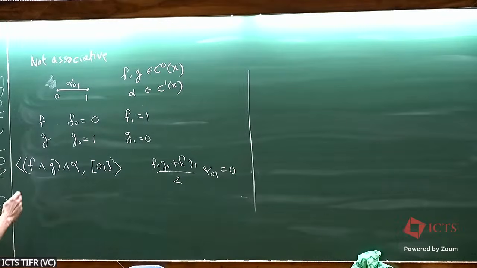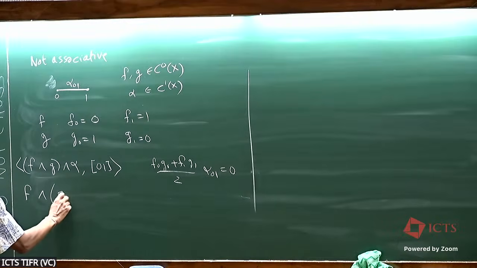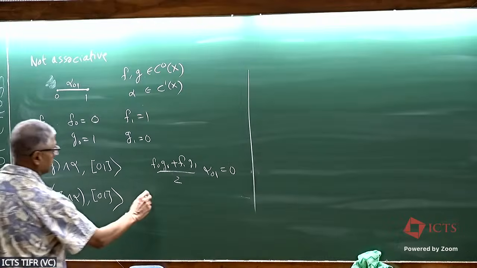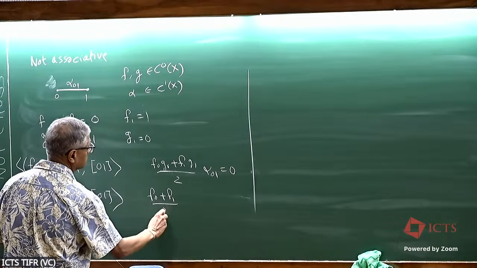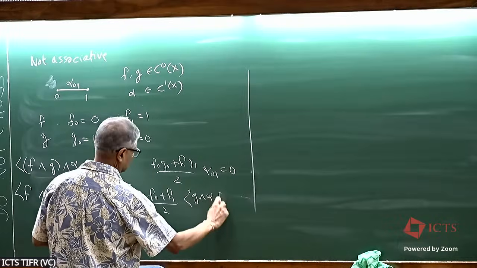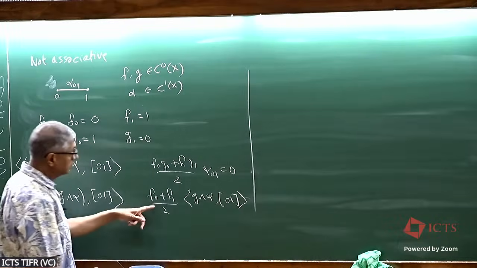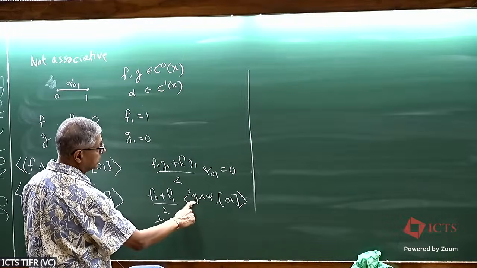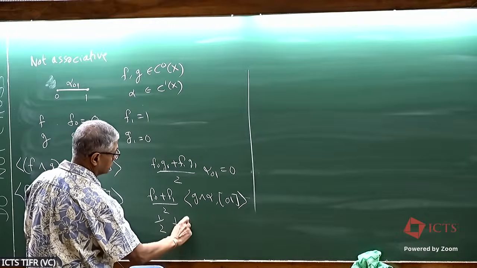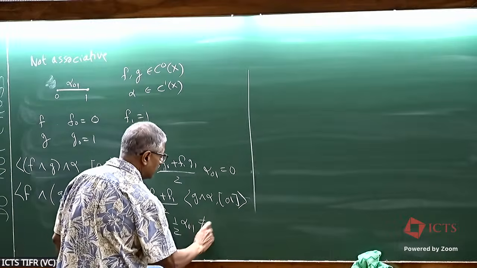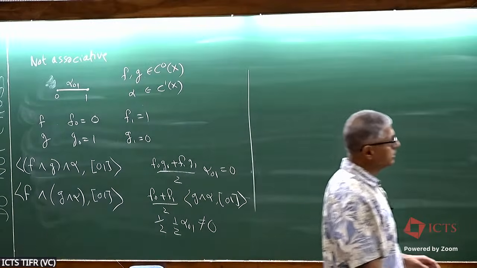However, if I do it the other way, then this is the average times the value of this guy. This average is now perfectly reasonable, it's 1/2. And this is the average of G times that. So you get 1/4 of alpha 0, 1, which is not 0. So you don't have associativity, and there's nothing one can do about that.